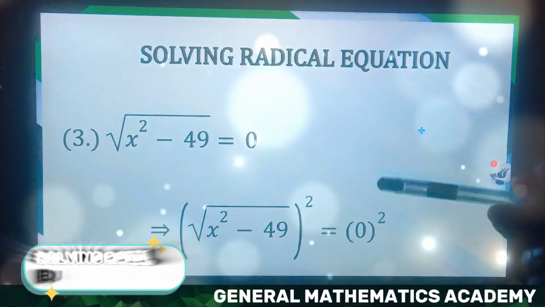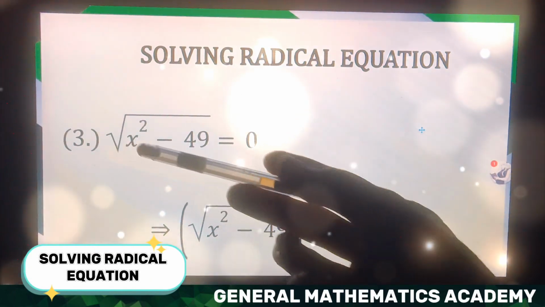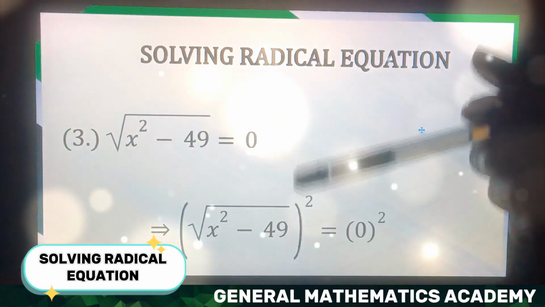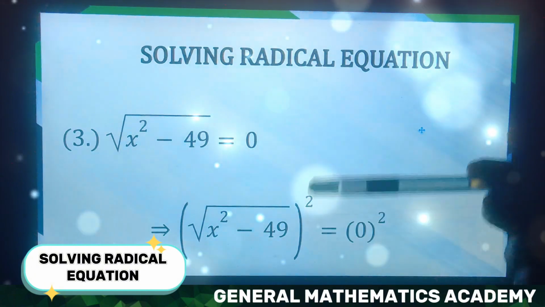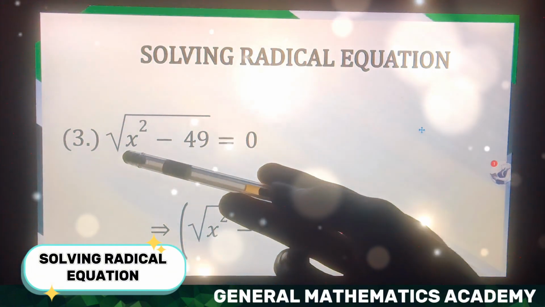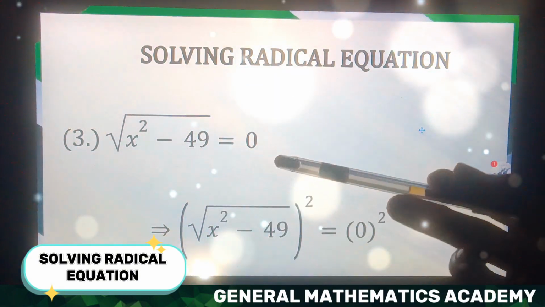So here we have a radical equation that we are going to solve. The square root of the quantity x squared minus 49 is equal to 0. Upon solving this radical equation, all we need to do is find the unknown value of the independent variable x that will satisfy the given radical equation.